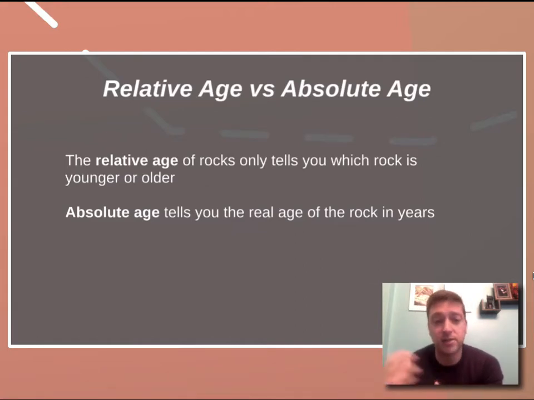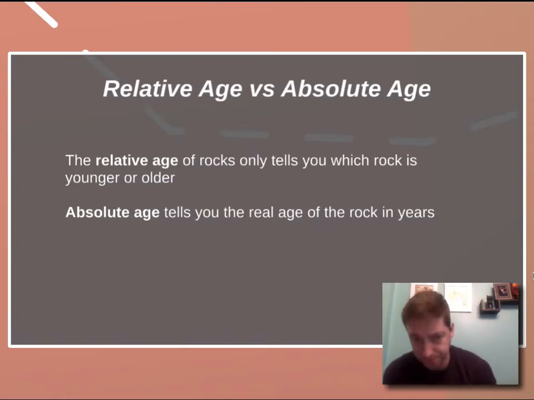We know that rock layers can get shifted around by plate tectonics, which we're going to talk about later. But today we're going to talk about how you can actually tell in a more precise way how old the rock is. And we call that absolute age.